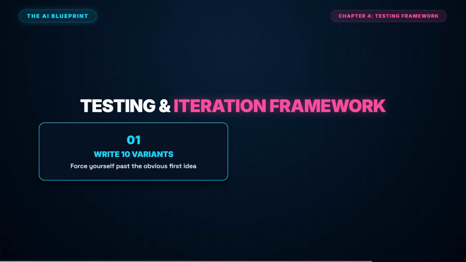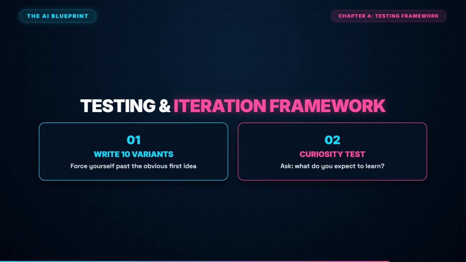Step 1. Write 10 title variations for every single video before you upload. Not 3, not 5, 10. This forces you past the obvious first idea into more creative territory. Step 2. Run the curiosity test. Show your top 3 titles to someone unfamiliar with the topic. Ask them, what do you expect to learn from this video? If they cannot answer in one clear sentence, the title is too vague.